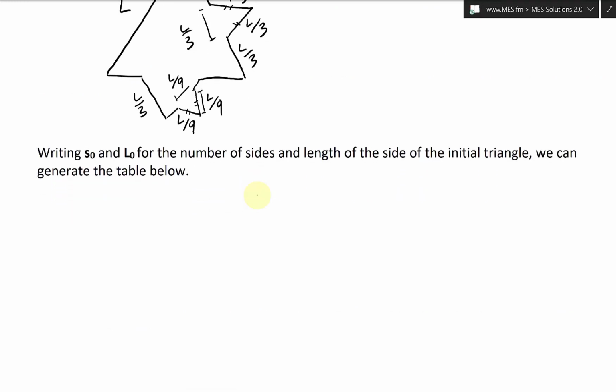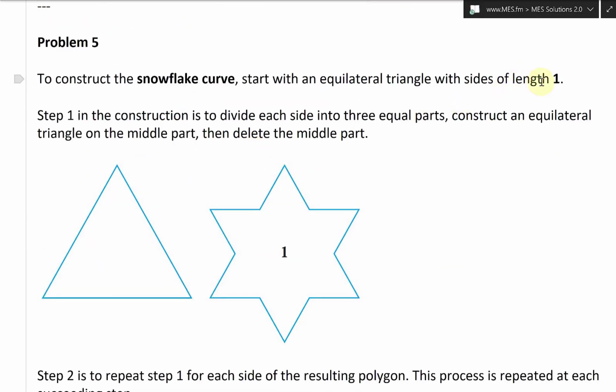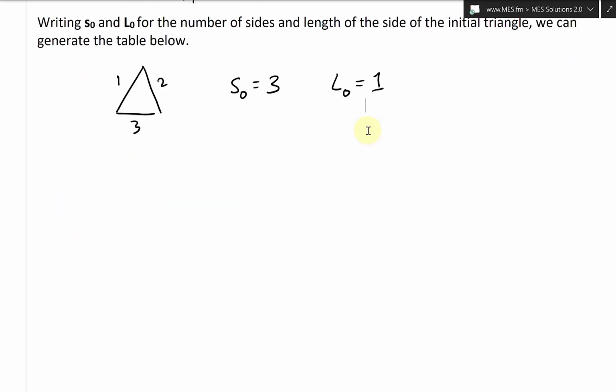So the first one, we have just a regular triangle, just one equilateral triangle. We have 1, 2, 3 sides. So our S0 is equal to 3 sides, and our length L0 is equal to 1. So they're all length of 1. So that's what we start off with right here, all length of 1. So that was the 0th one, and now the step 1. This is the 0th, so we start off at 0. Now we go to step 1, and we go from right here.